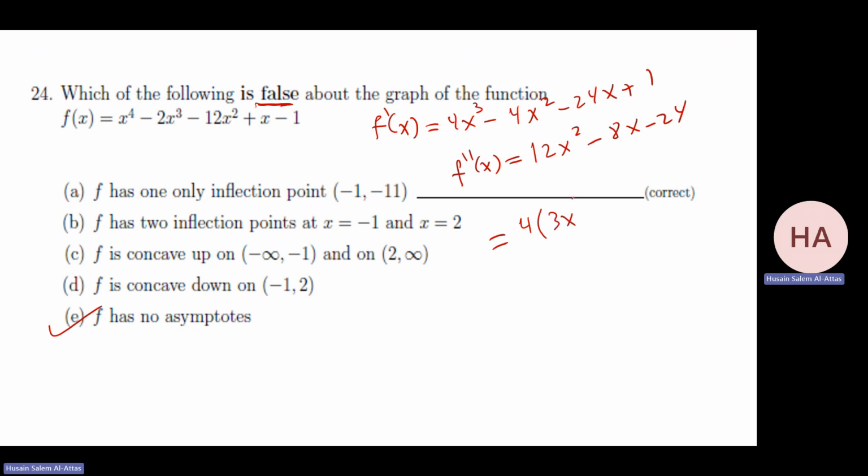I have what? 3x squared minus 4x minus 2x minus 6. Yeah. Strange. They're doing mistakes. 4x cubed. Yeah, as usual. Calculations.